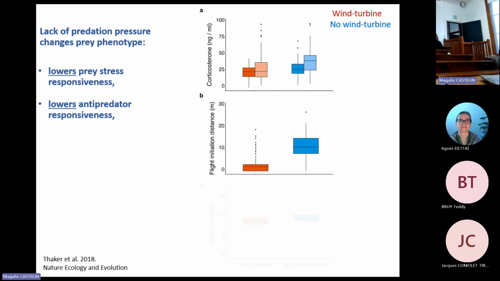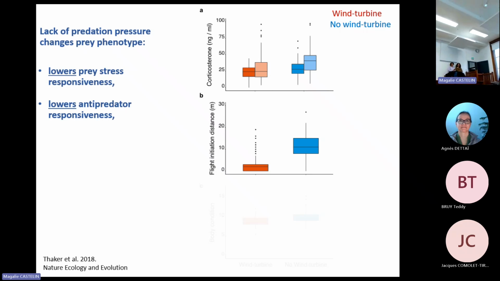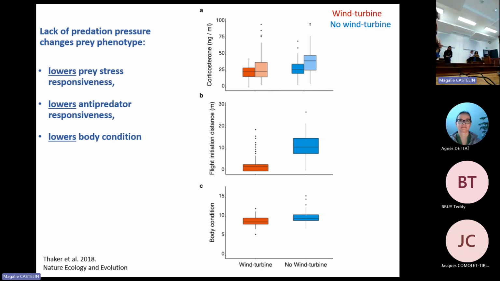Their anti-predator responses are also lower. They were super bold. And this is a classic assay to measure anti-predator responses. How close can I get to the lizard before it runs? And I can get really close. It got to a point where we were like, get out of the way. Right? That's crazy. Crazy lack of anti-predator responses in a predator-free world. It also lowers body condition.